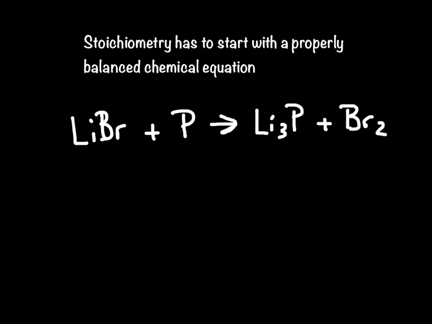One of the greatest things we need to know about stoichiometry is that we always have to start with a properly balanced equation. This is a chemical equation, but it is not balanced, so we need to make sure that we know how to balance equations because that is what we have to follow for stoichiometry. So let's go ahead and balance this equation.